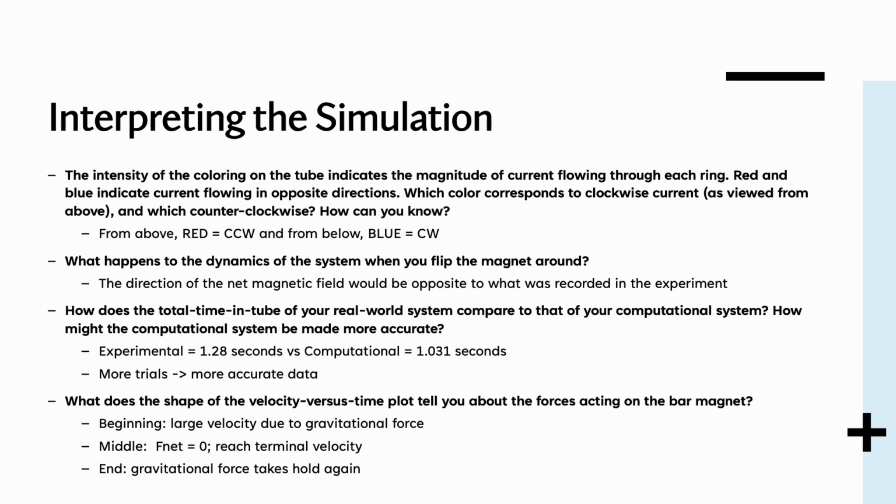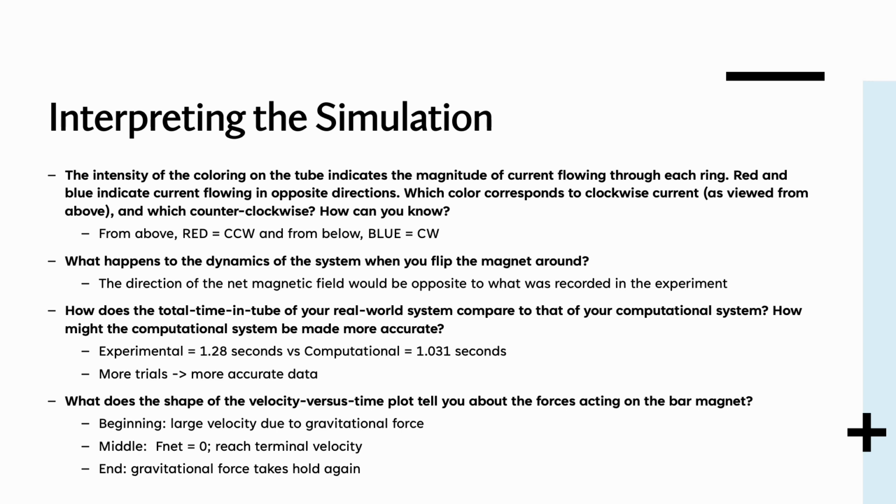And how does the total time in the tube of your real-world system compare to that of your computational system, and how might the computational system be made more accurate? So our experimental was 1.29 seconds versus our computational, which was 1.031 seconds. And to make this more accurate, we would need more trials.